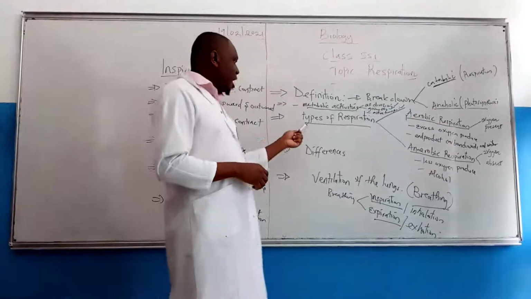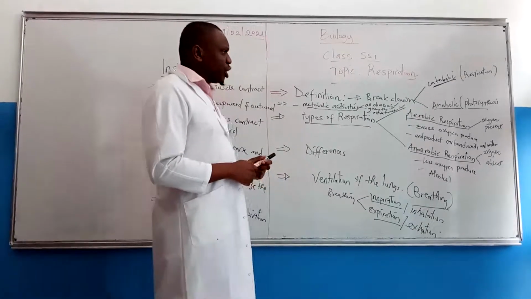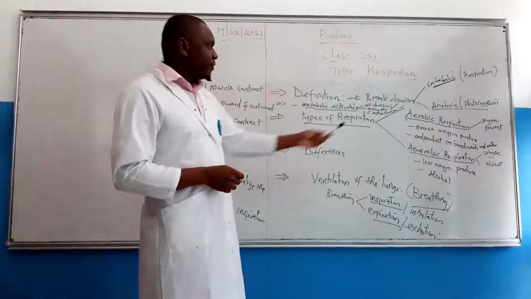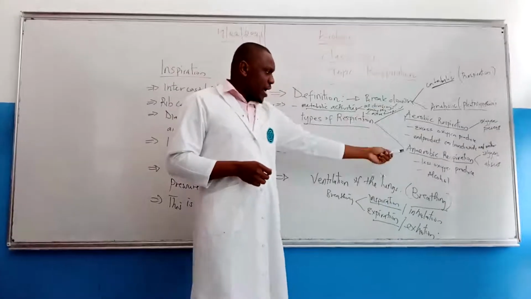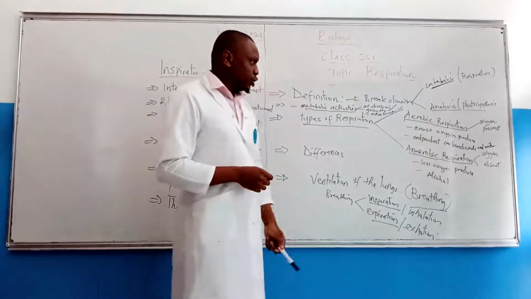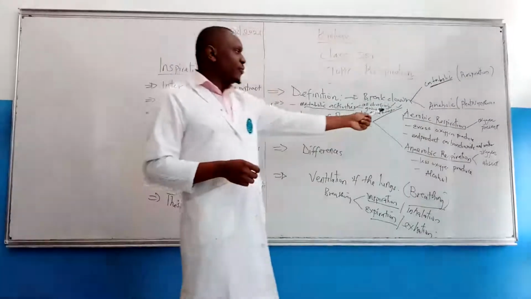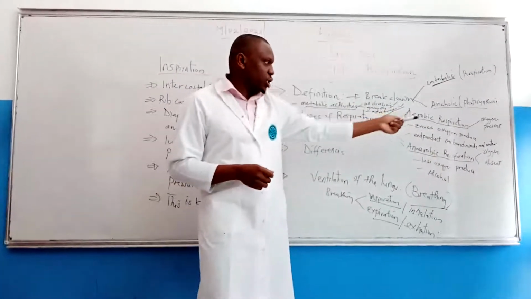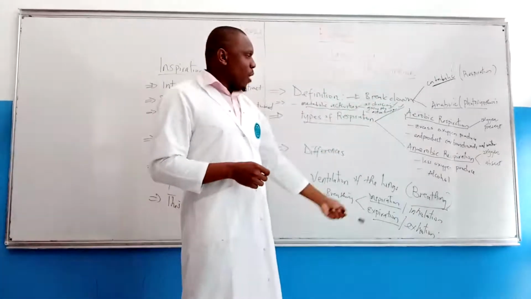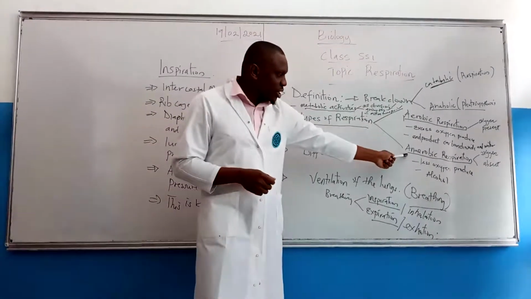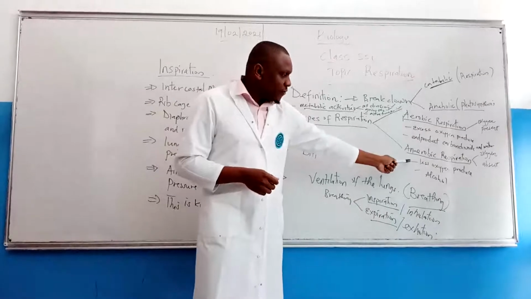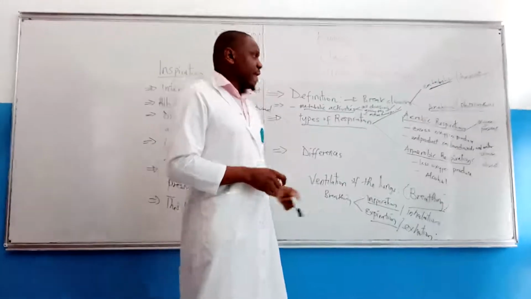Now, we go to types of respiration. Respiration is of two types. We have aerobic respiration and anaerobic respiration. What is aerobic respiration? Aerobic respiration is the breaking down of food in the presence of oxygen to release energy, while anaerobic respiration is the breaking down of food in the absence of oxygen to release energy.